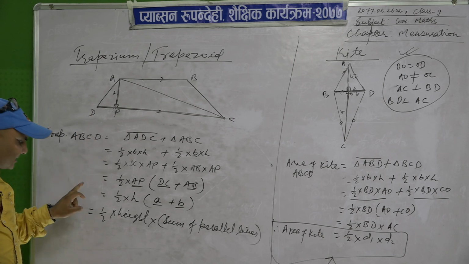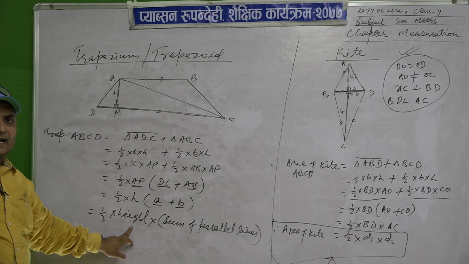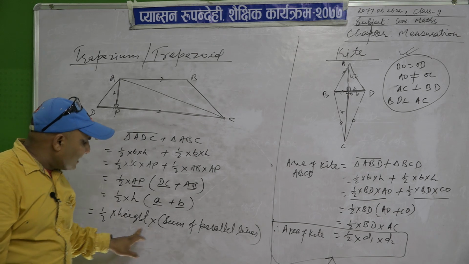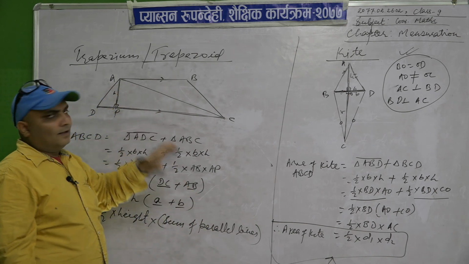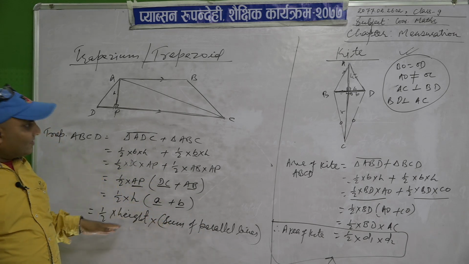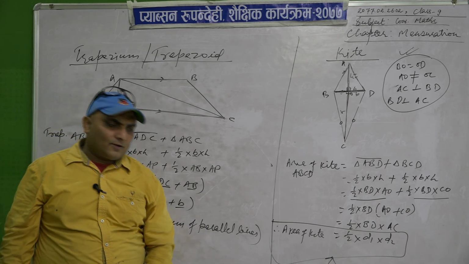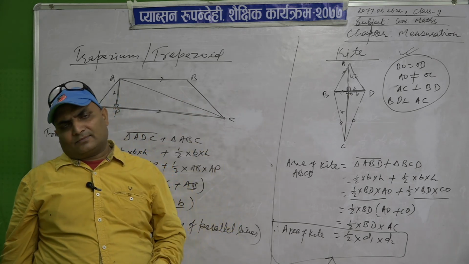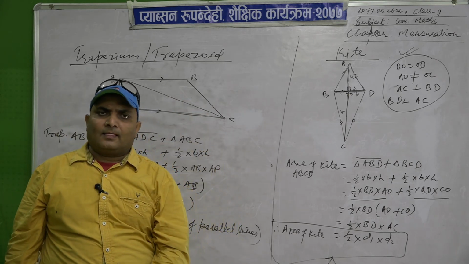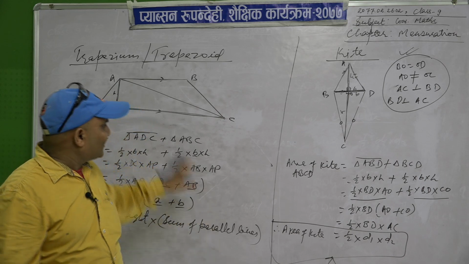That is 1 by 2 into height, where height means the height of the trapezium, into the sum of the parallel sides. In this way we have derived all formulas for plane figures from triangle to trapezium, including the circle. Okay. Thank you very much for today.